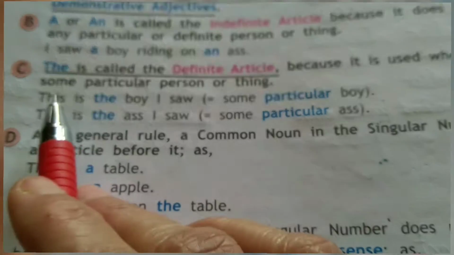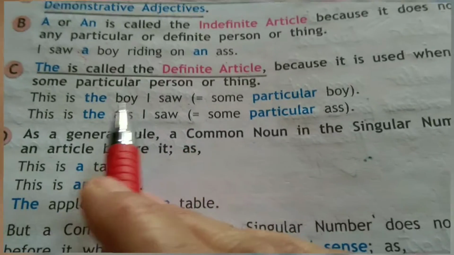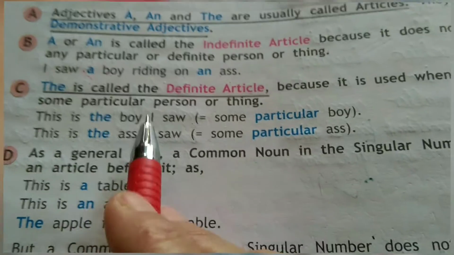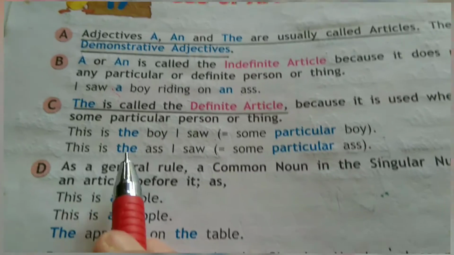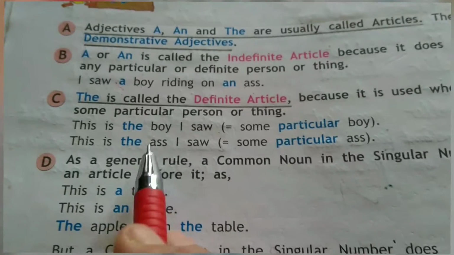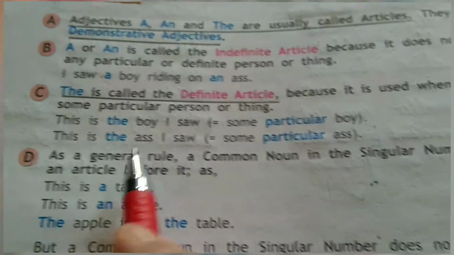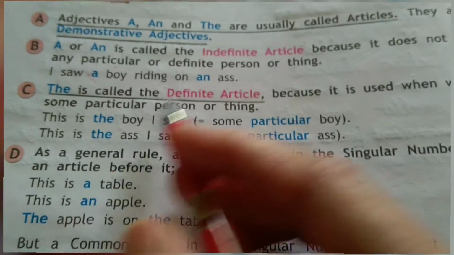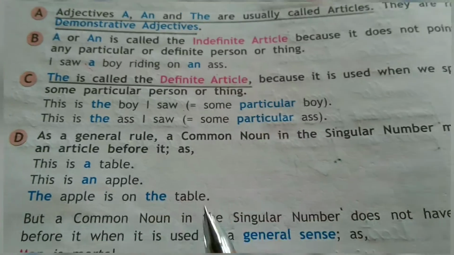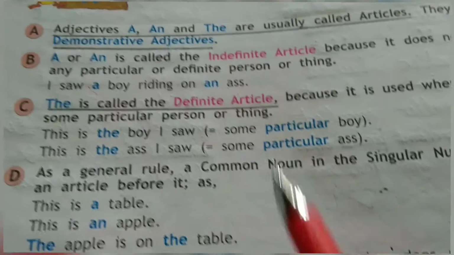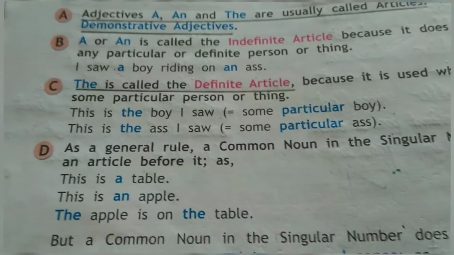So here when we are saying this is the boy I saw, I am talking about that boy whom I have seen. This is the ass I saw. That means I am talking about that ass which I have seen. So in this way, the is a definite article. There are many other rules also of the which I'll explain you later on.